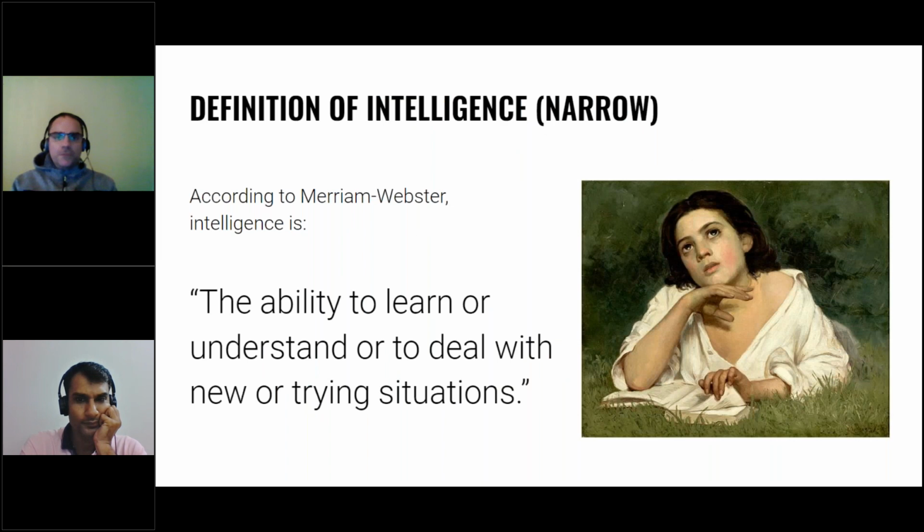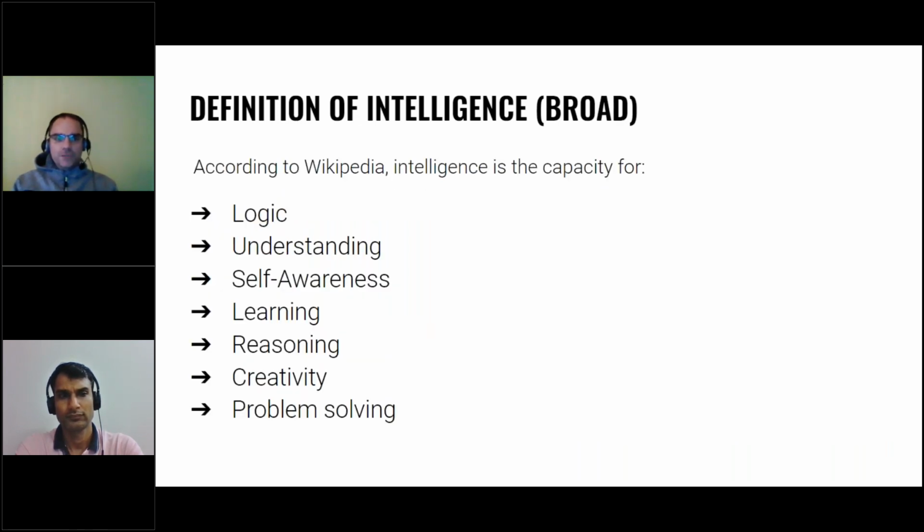A very obvious answer to that question is the ability to learn or understand or to deal with new or trying situations. That's how Merriam-Webster defines intelligence. We found that definition a little bit too narrow, so we dug a little deeper, and we found this definition on Wikipedia. That wasn't really much digging, as you might guess. According to Wikipedia, intelligence is characterized by seven different traits: logic, understanding, self-awareness, learning, reasoning, creativity, and problem solving. Let me walk you through those one by one very briefly.